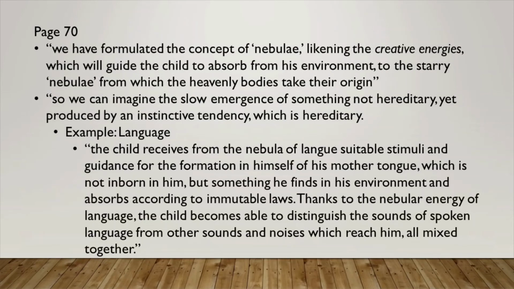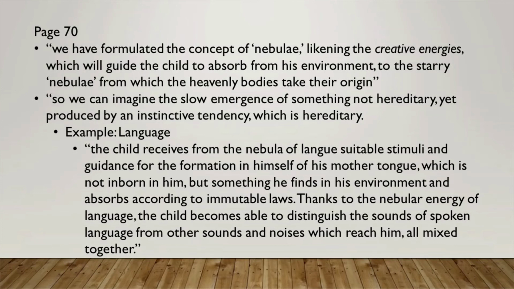And on page 70, she says, we have formulated the concept of the nebulae, likening the creative energies, which will guide the child to absorb from his environment to the starry nebulae from which the heavenly bodies take their origin. Again, nebulae being referred to as those potentialities and the creative energies that come with it. She says, so we can imagine the slow emergence of something not hereditary, yet produced by an instinctive tendency, which is hereditary. So the instinctive tendency is something that we inherit. However, the emergence of whatever it is is not hereditary, but the instinctive tendency is.